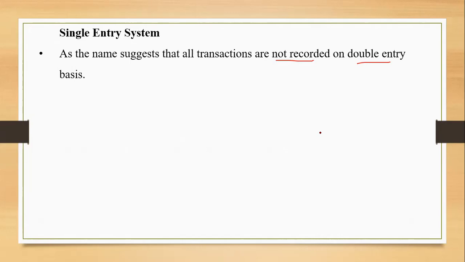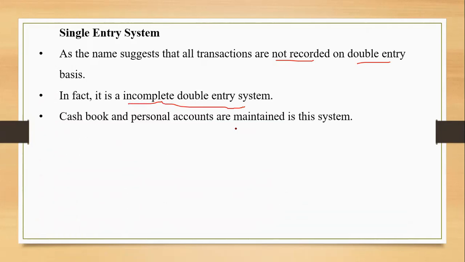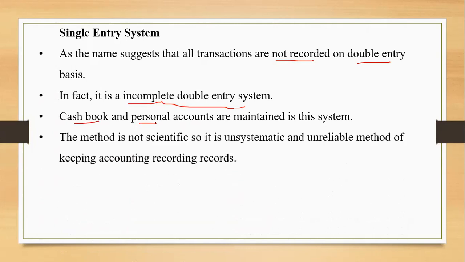In this system, as I told you, the recording of the transaction very much depends on the owner and their wishes, in fact. If they want to write the two effects of a transaction, they write it. If they want to write just one effect, they write accordingly. They sometimes don't write at all. Many transactions are not recorded by small traders in the books of accounts. So basically, another name for it is the incomplete system of accounting. Incomplete. The cash book and personal accounts, the receivables and the payables, are maintained under this system.